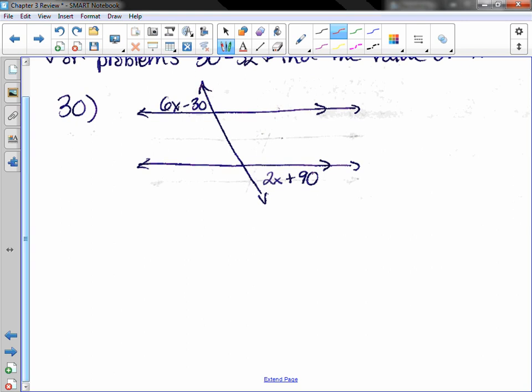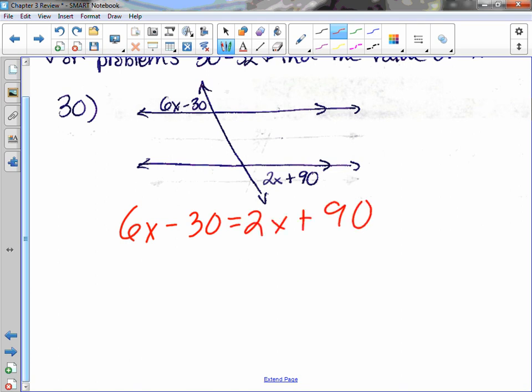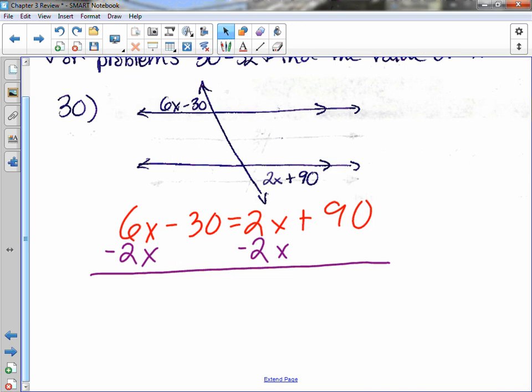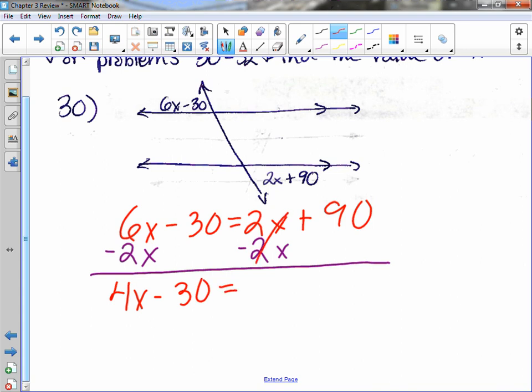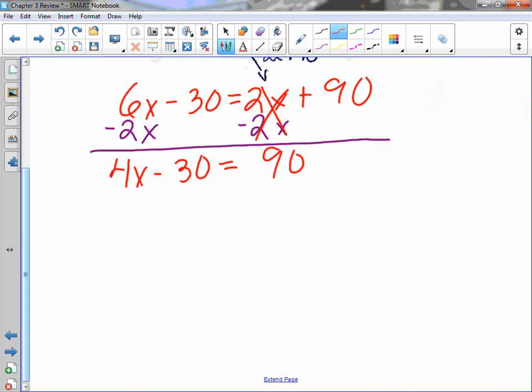So 30, these two angles are alternate exterior angles, yes? So the measure of these two angles is the same. So what that means for us is that 6x minus 30 is equal to 2x plus 90. We set the angles equal to each other because their measures are the same. Now we need to solve for x. Well, the first thing I'm going to do is subtract 2x from both sides to get x on the same side of the equal sign, which will give us 4x minus 30 is equal to, well, those cancel, and I get 90.